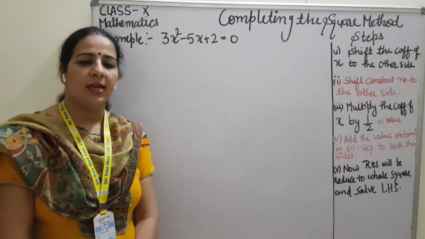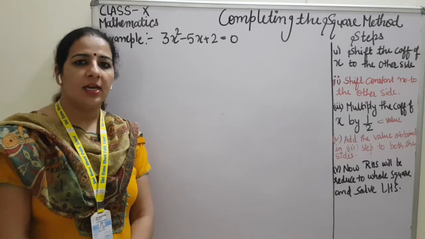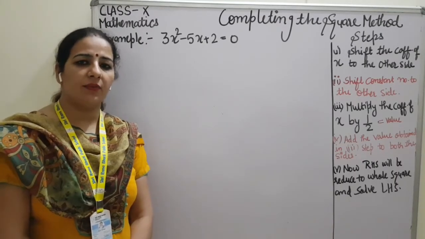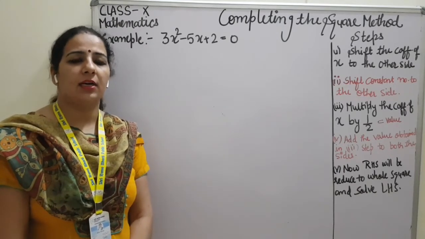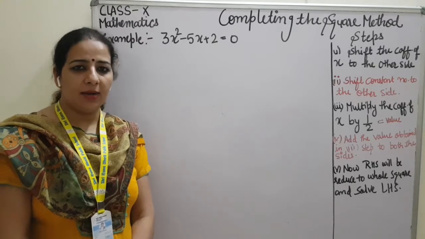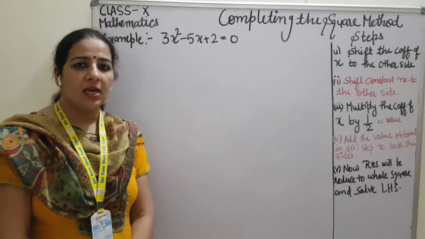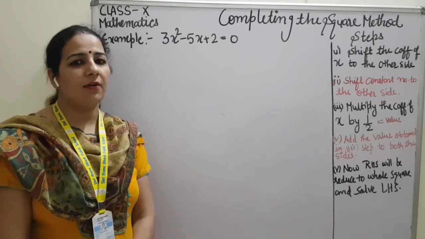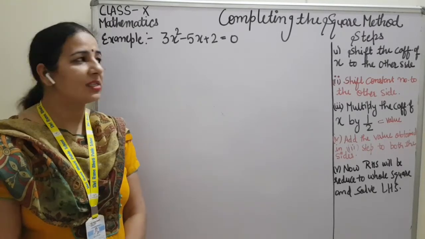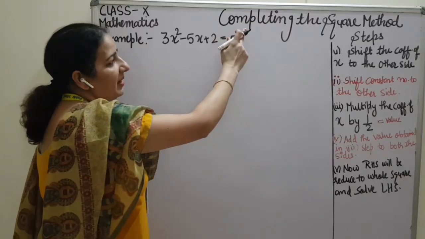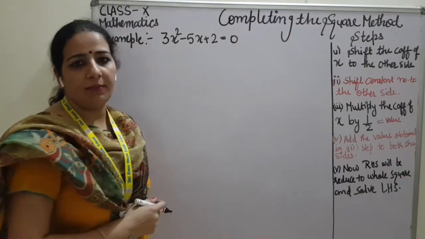Morning students, as we have already discussed, for solving a quadratic equation we can use three methods. The first one is splitting the middle term, the second one is completing the square method, and the third one is the quadratic formula. So today we are going to discuss the next method, that is completing the square method.